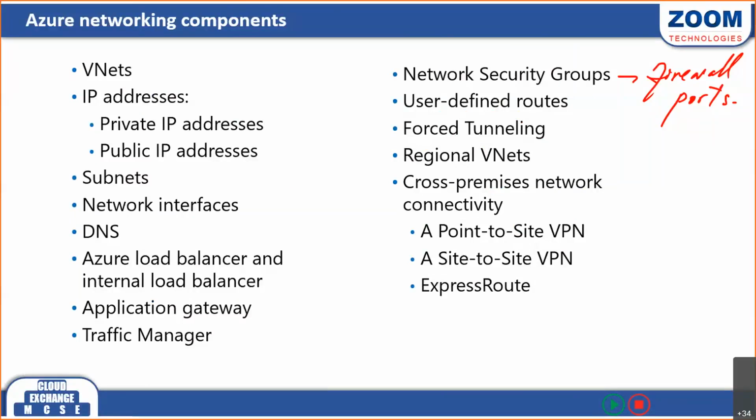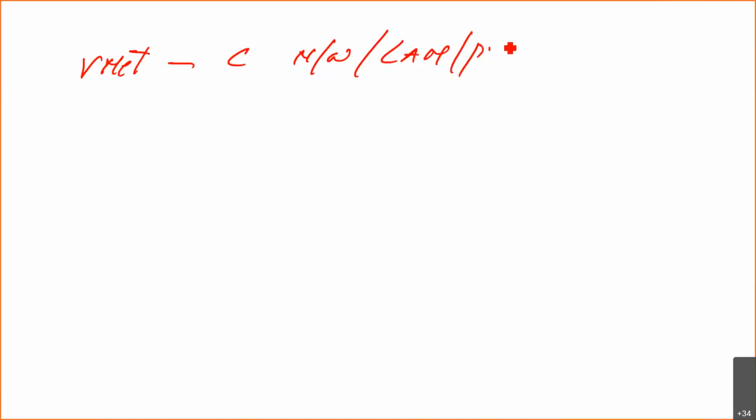Then regional VNet, also called global VNet. Actually, there are three things. One is VNet. VNet is used to connect your network machines, you can say LAN or private network. If you want to connect the virtual machines in a private network, we require a VNet. Then guys, we have one more.